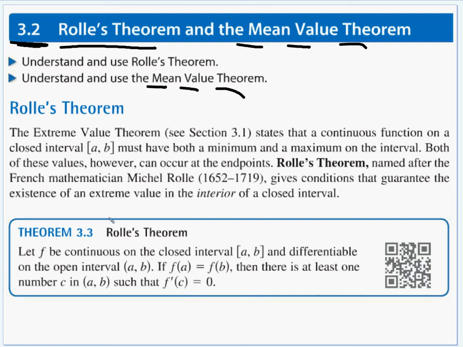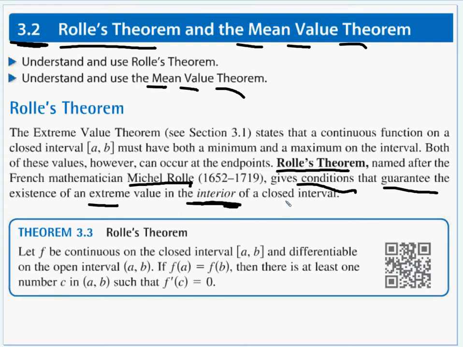But let's read what the book says. The extreme value theorem, back from the previous section, states that a continuous function on a closed interval from a to b must have both a min and a max on the interval. Both of these values, however, can occur at the endpoints. Rolle's theorem, named after the French mathematician Michel Rolle back in the 1600s, gives the conditions that guarantee the existence of an extreme value in the interior of the closed interval.